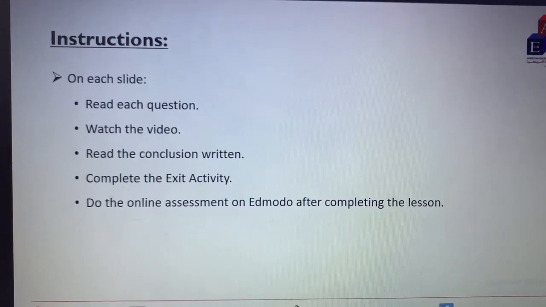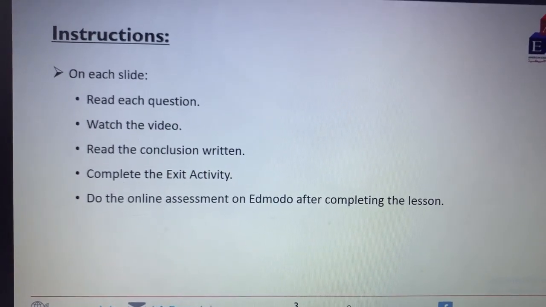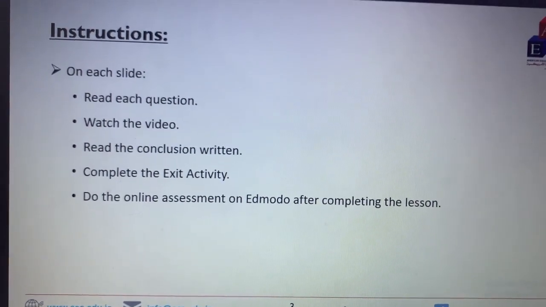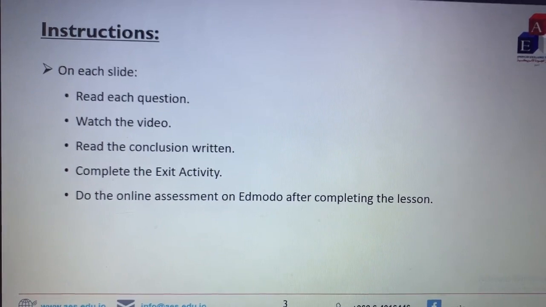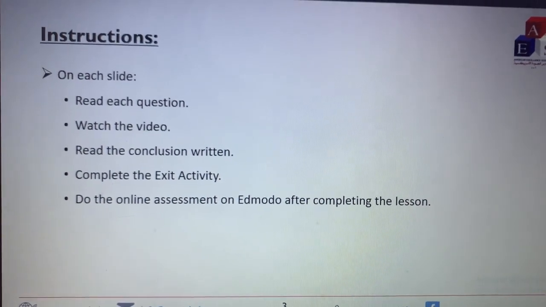Instructions. On each slide, you will read each question, watch the video, read the conclusion written, complete the exit activity, and do the online assessment on Edmodo after completing the lesson.